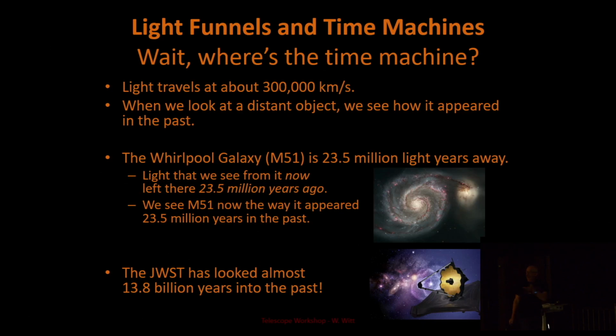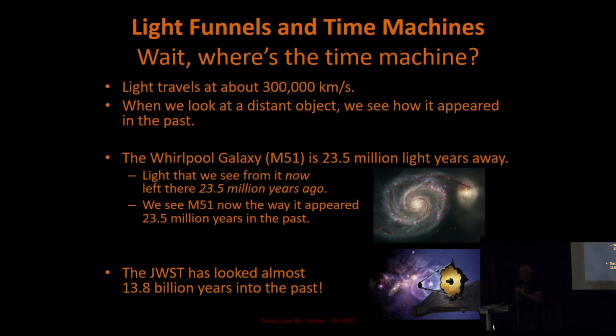I call this light funnels and time machines. We talked about the light funnel part, but the time machine part, just to put this into context: light travels at about 300,000 kilometers per second. So when we look at a distant object, we see how it appeared in the past, because it took time for that light to get here. The Whirlpool galaxy, for example, one of my favorites, is 23.5 million light years away.